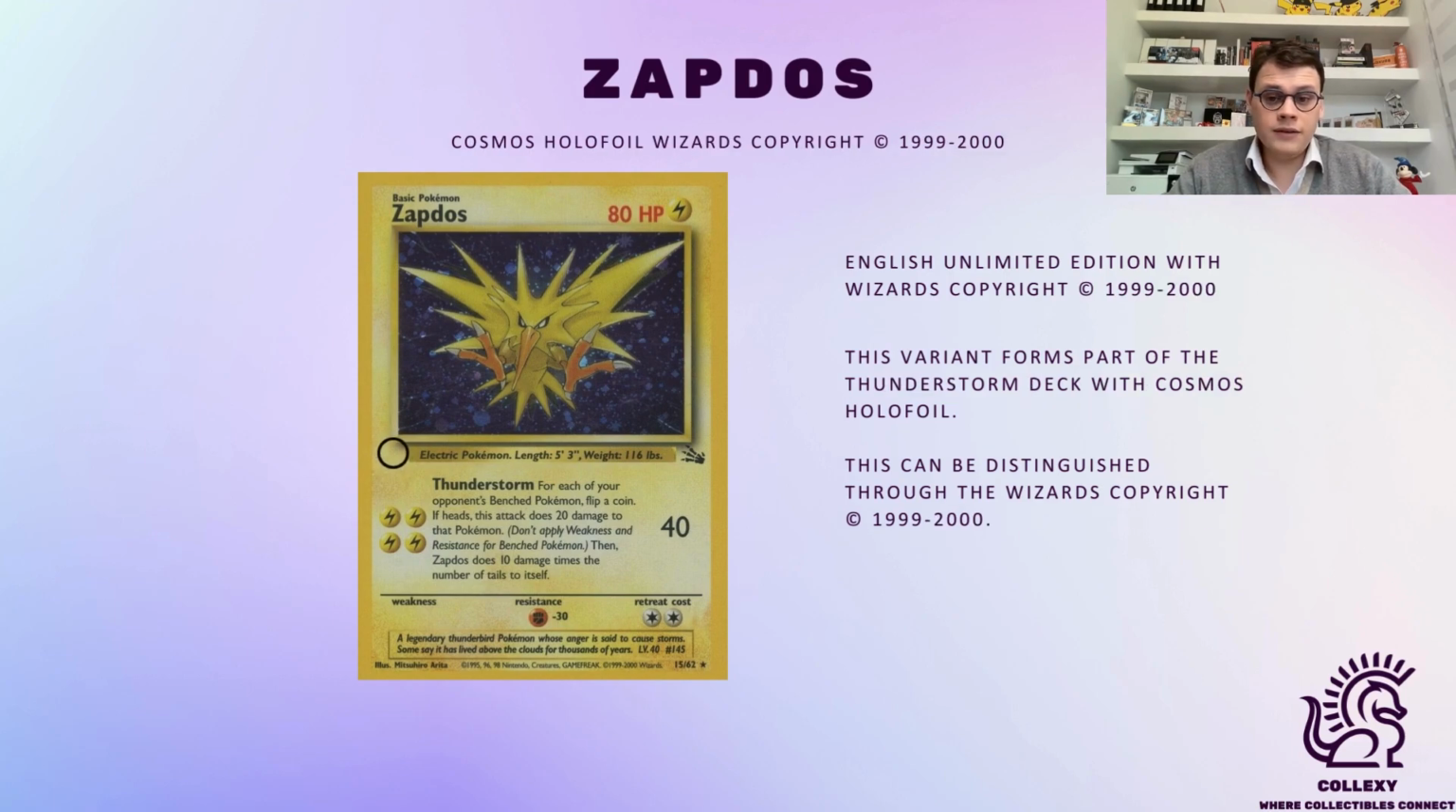And the next variant is basically the same, except this is a variant that forms part of the Thunderstorm deck. It also has a Cosmos holofoil, comes in English and in unlimited edition. The only way to distinguish this variant from the previous one is that here the Wizards of the Coast copyright years are 1999 through 2000.